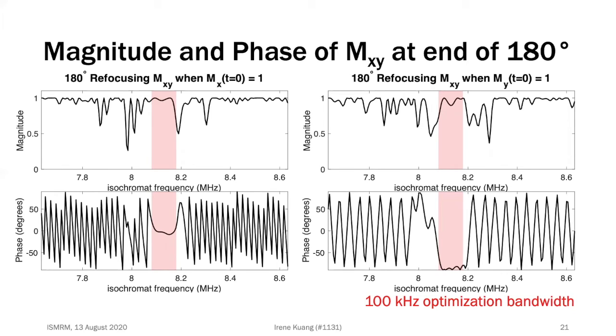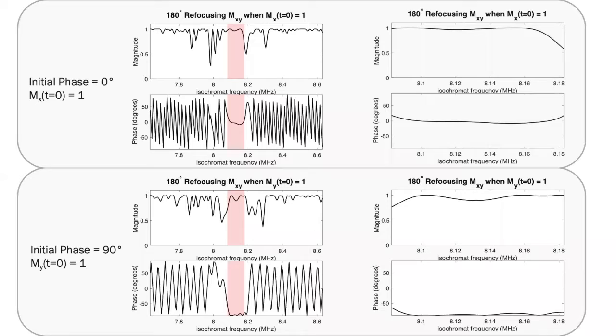Likewise, we examined the 180-degree pulse for two initial conditions. The first, shown on the left, being the initial condition of zero phase, where mx equals 1 and my equals 0. The second initial condition was for a rotation about the x-axis for a 90-degree initial phase, where mx equals 0 and my equals 1, as shown on the right.